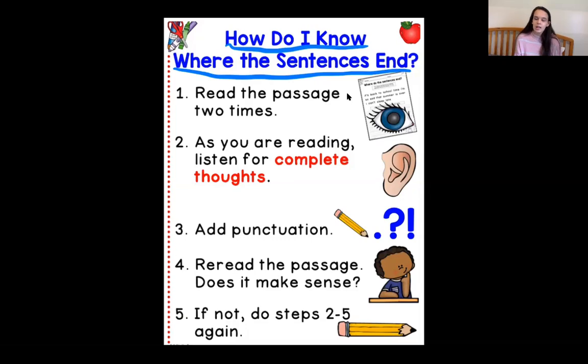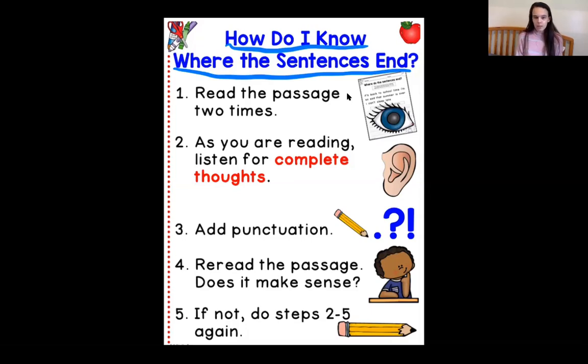Here's some strategies. And friends, if you need to come back and remember this, you can pause the video here and you can revisit it when you're doing your practice, okay? So you can rewatch this video as many times as you need to. And you can come back and look at this anchor chart as many times as you need to. I can also post it for you.